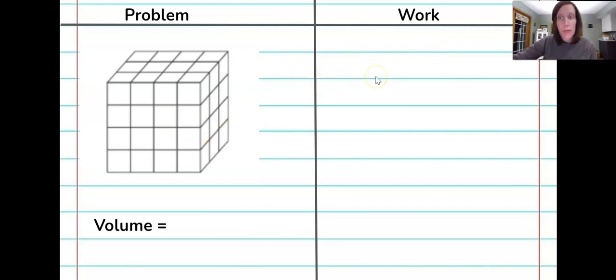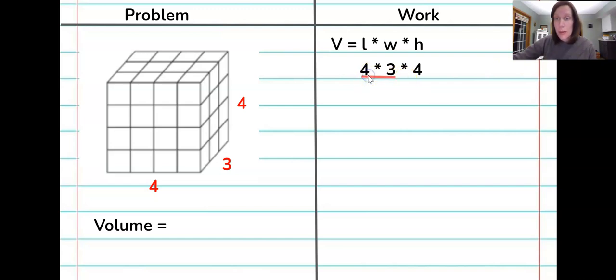So volume, remember when we're finding measurements in geometry, we're always writing the formula. To find the volume of any rectangular prism, we're doing length times width times height. So go ahead and write that formula. You always write the formula, and then you just plug in the numbers. In this one, I don't know all the numbers. I'm going to have to count them to see. 1, 2, 3, 4. 1, 2, 3. 1, 2, 3, 4. So now I know my length is 4, my width is 3, and my height is 4. Now that I have all those measurements, all I have to do is multiply them together.